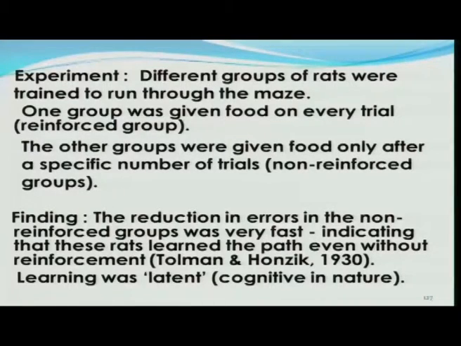The finding that came out was that the reduction in errors in the non-reinforced groups was very fast, in spite of the fact that they did not get reinforcement on the initial trials. Now, this indicated that these rats, therefore, learned the path even without reinforcement. In other words, learning was going on, but it was latent because the learned responses were not necessarily shown in externally observed behavior. So, the nature of learning, as shown in this experiment and other maze learning experiments, was that it is cognitive in nature and goes much beyond the learning of mere responses.